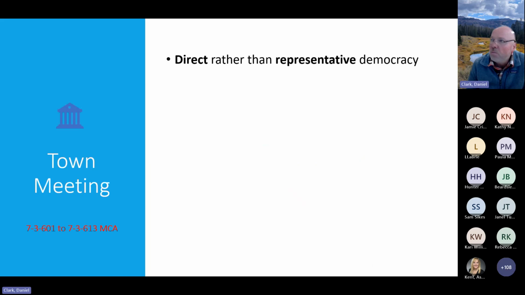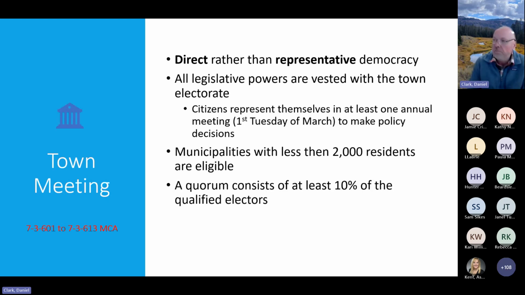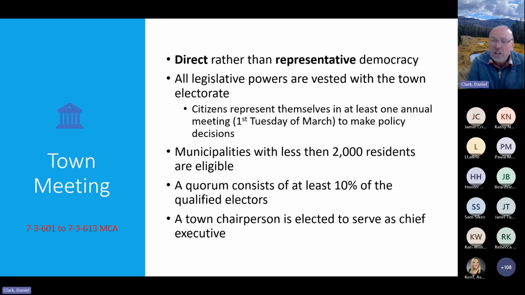And then the town meeting form of government. This is direct democracy. This is where we don't have a representative form of government. We have direct democracy, where the legislative body is the community members. They meet, pass all ordinances, pass their budget as a community, and then they elect the town chairperson who acts as the executive, who does the day-to-day operations.